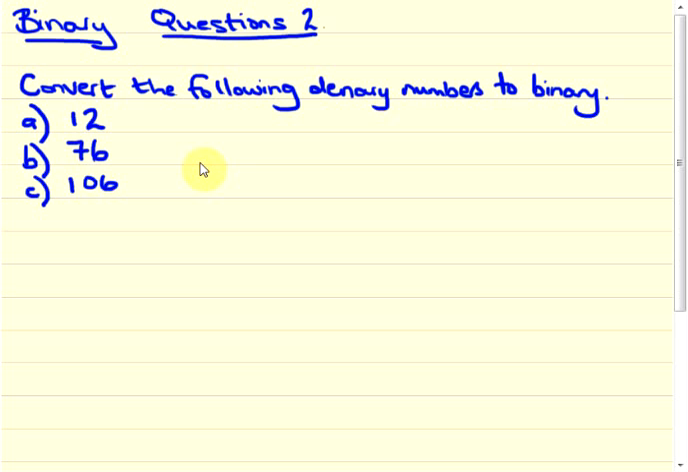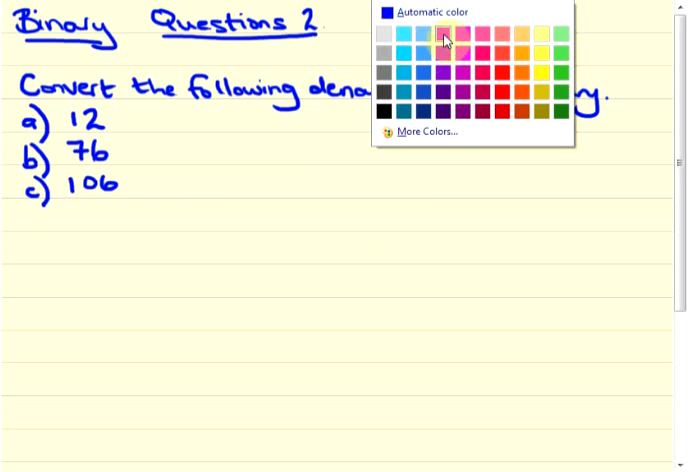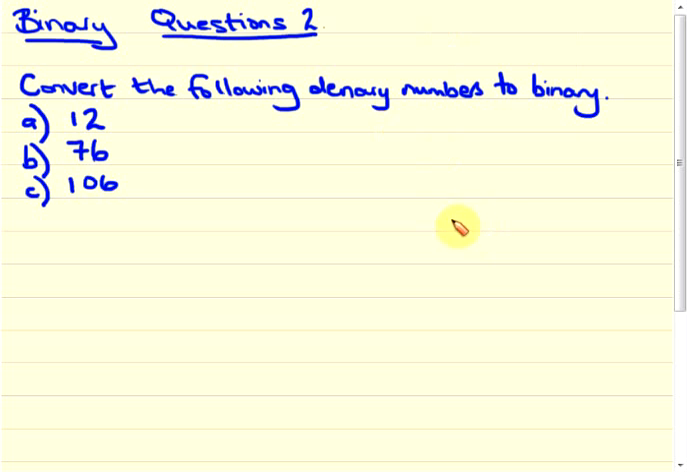Okay, so hopefully you've had an attempt at these questions. And again, the process that we can use is quite simple. First thing that you need to do, as we did before, is to simply write down the place values that you use in binary. So again, we're going to start with 1, then 2, 4, 8, 16, 32, 64, and 128. Now, the first question we've got, question A, we need to make the value 12.